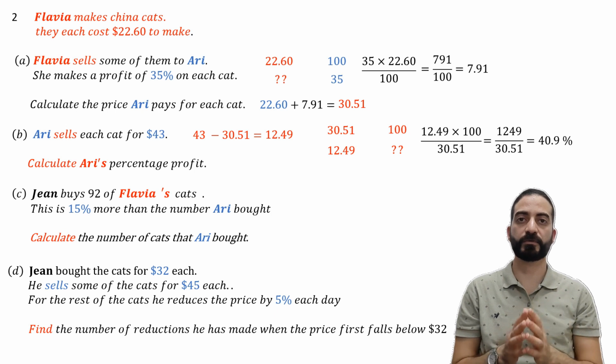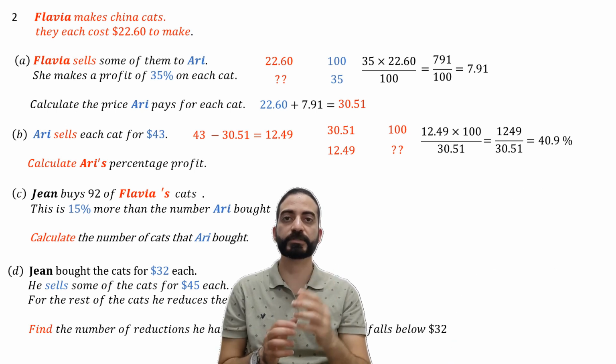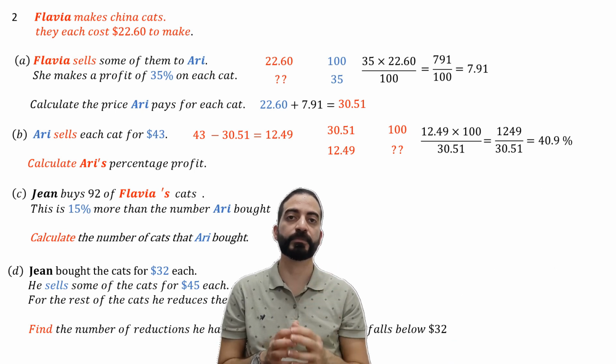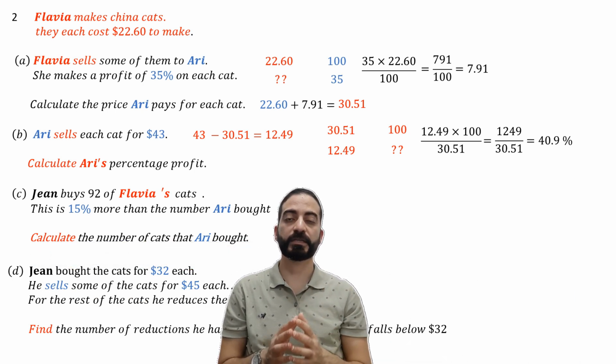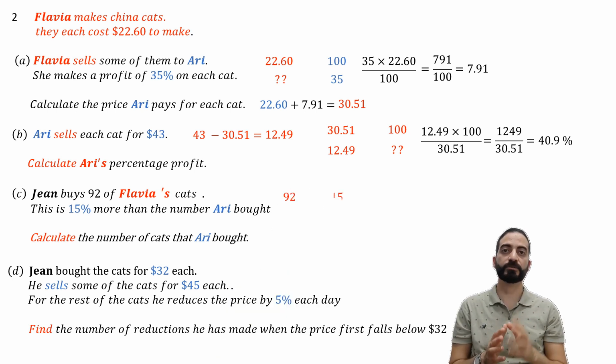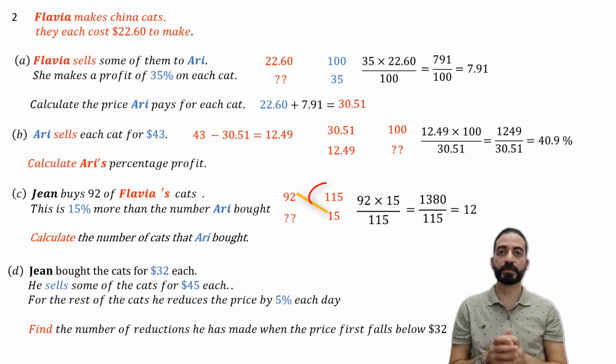Jean buys 92 of Flavia's cats. This is 15% more than the number Ari bought. Calculate the number of cats that Ari bought. This means that 92 is 115%. 15% is how many? So we multiply these numbers together and divide them by this number.